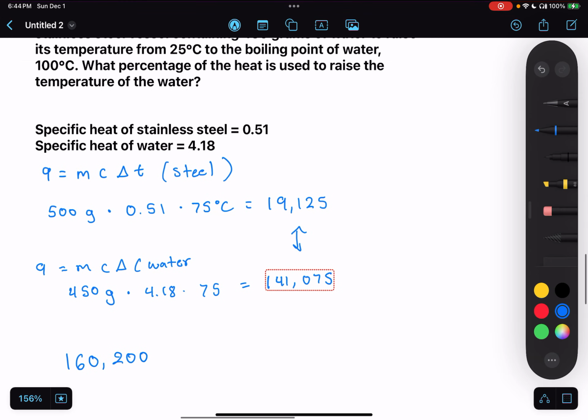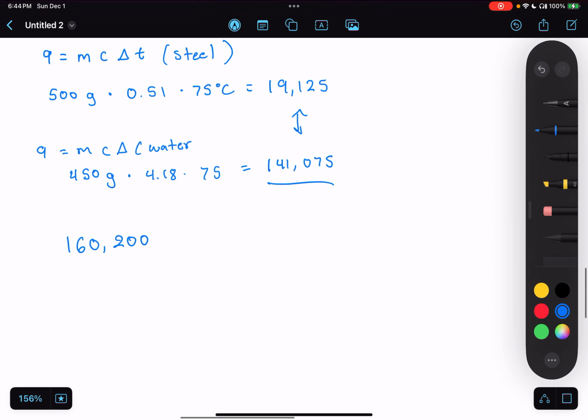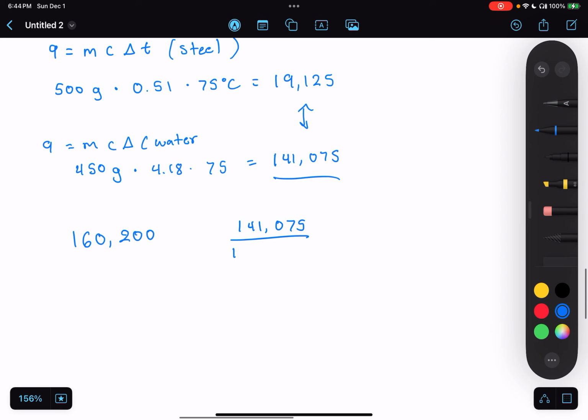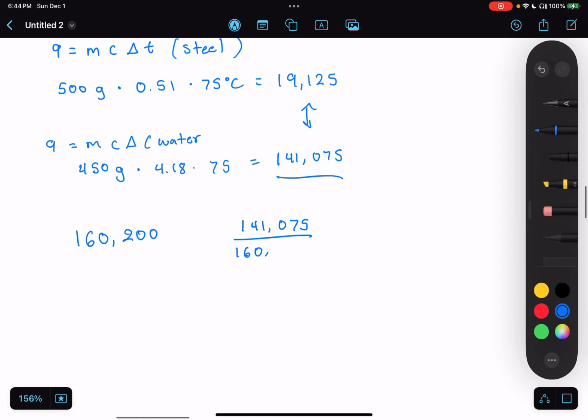Now, second part says what percentage of the heat is used to raise the temperature of the water. So we take this number right here, 141, and then we do a little fraction, 141,075 over the total heat that is required, which is 160,200. We're going to do that times 100 because that's how we get percentages.